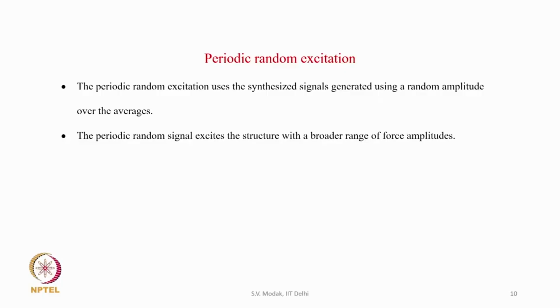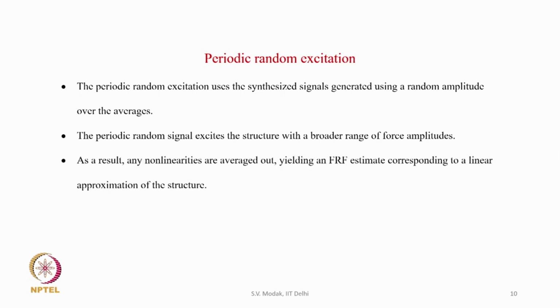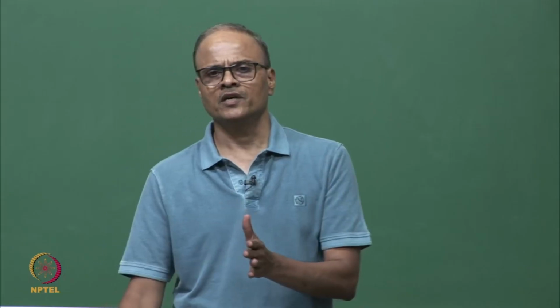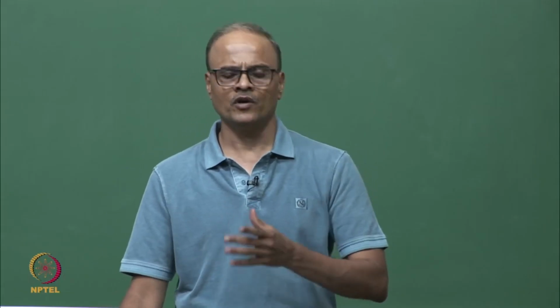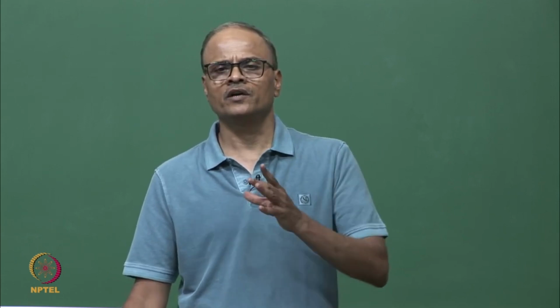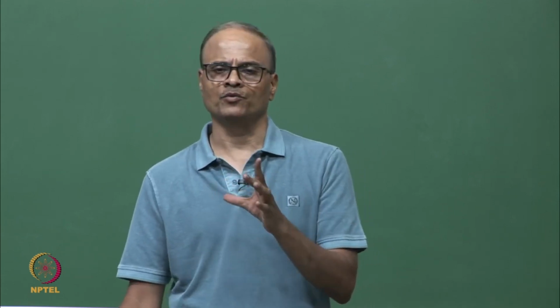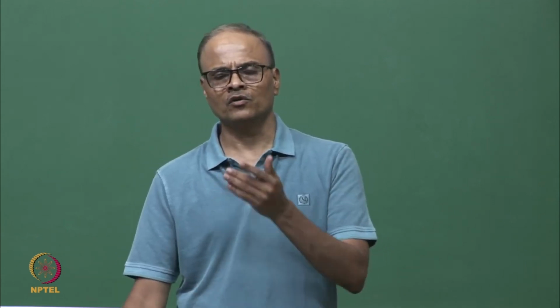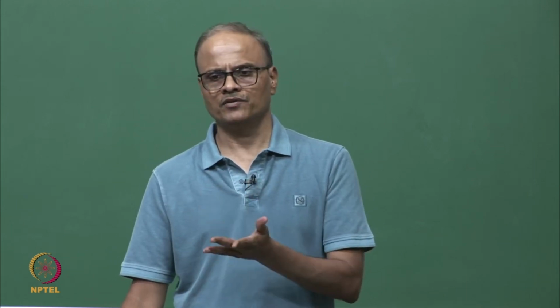Therefore, the periodic random excitation signal excites the structure with a broader range of force amplitudes, and any nonlinearities, if they are present, then the nonlinear response would be averaged out, and then it would result in an FRF estimate which corresponds to a linear approximation of the structure. So, by using different force amplitudes over different averages, periodic random excitation tries to generate a response over a broader range of amplitudes, thereby allowing the averaging of the nonlinear response to be accomplished.